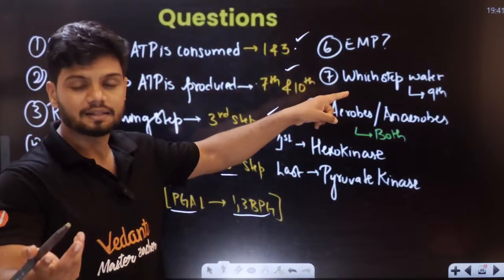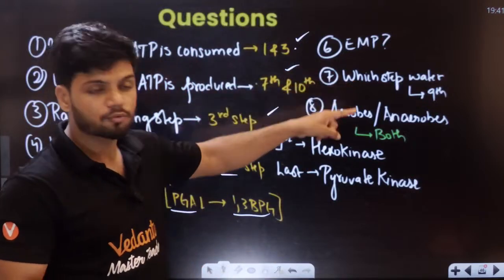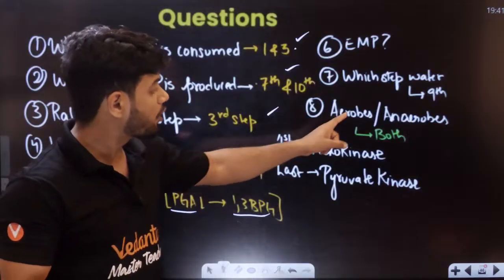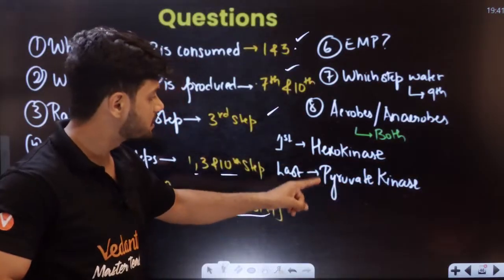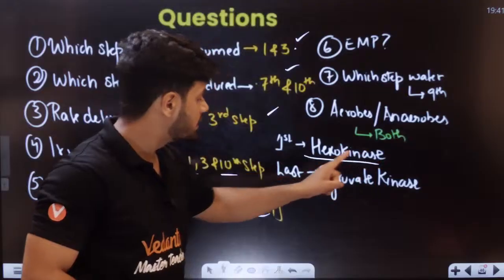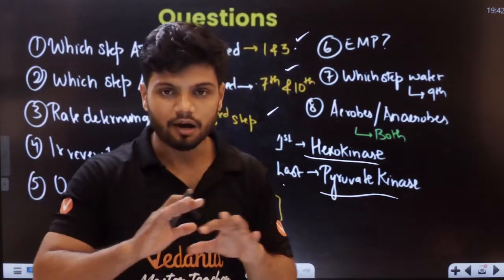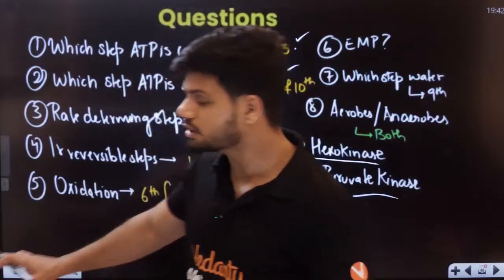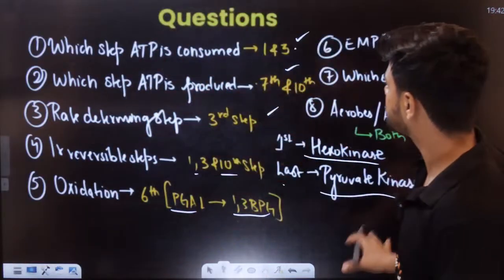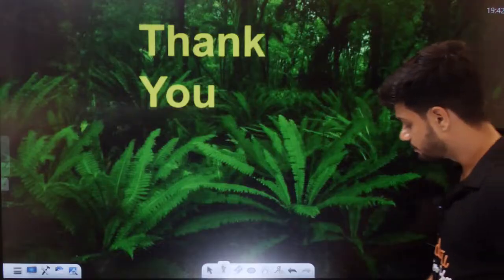EMP pathway, named because of the scientists. In which step is water formed? 9th step. Aerobes and anaerobes, it happens in both of them. First enzyme is called hexokinase. Last enzyme is called pyruvate kinase. Students, after this, they will not ask you any other questions. All the questions from glycolysis are covered here itself. Okay, it is covered here, students.